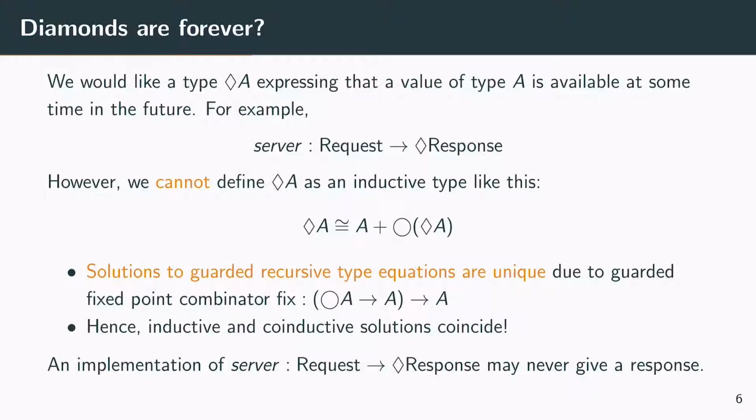We definitely did not have in mind. We did want to have the inductive solution here. So this also means that if we would add a type like this to our system, we would not get the expected behavior. Right? We would actually be able to implement a server of this type that will never give a response in the future.